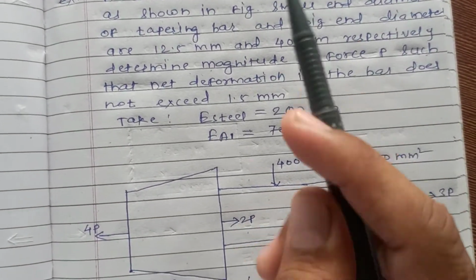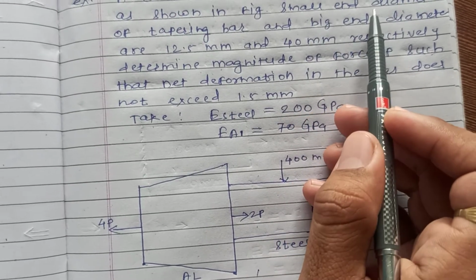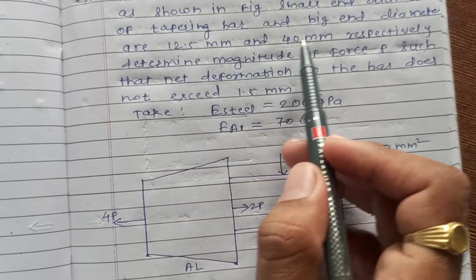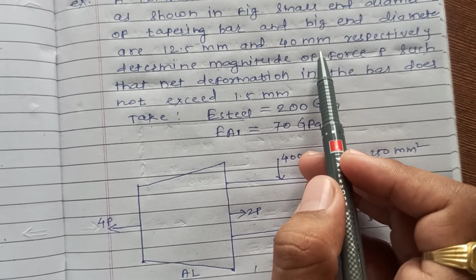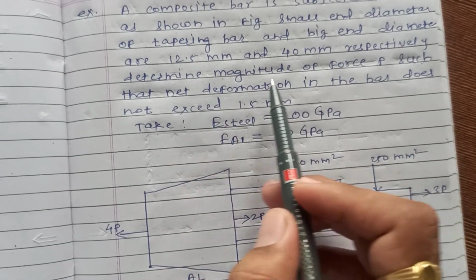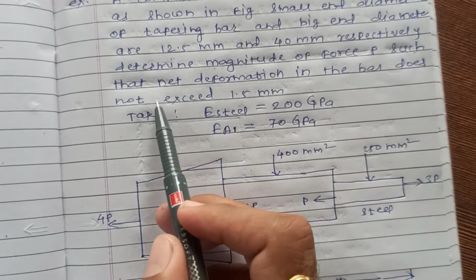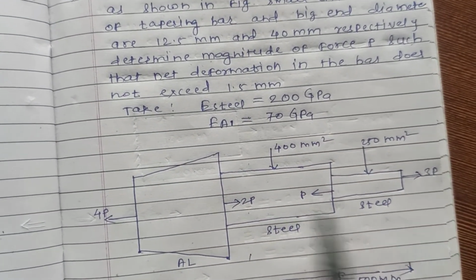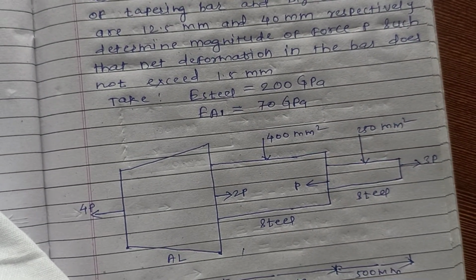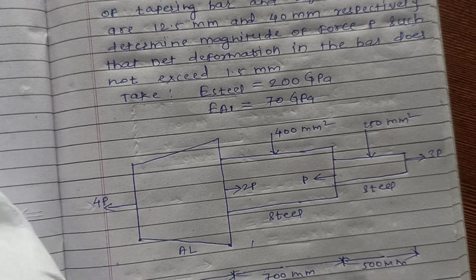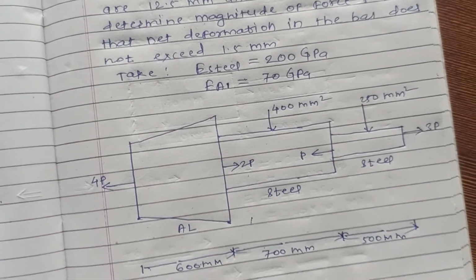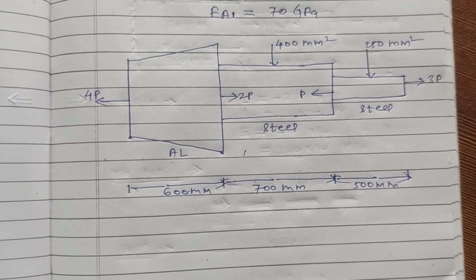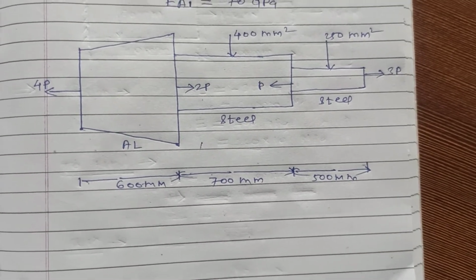The small end diameter of the tapering bar and the big end diameter are 12.5 mm and 40 mm respectively. Diameter is also shown. Determine the magnitude of force P such that the net deformation in the bar does not exceed 1.5 mm. So this is the problem statement we have been given. Let us draw the free body diagram for this element.